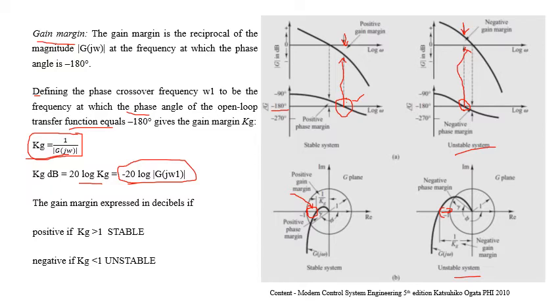So you'll get sustained oscillation, and afterwards when you are somewhere here, that means if your Nyquist plot crosses like this, then you will get oscillations in the system which will not converge, which is shown here in the case of the unstable system. So if the gain margin expressed in decibels is positive, that is Kg is greater than 1, then the system is stable, and if it is negative, that is Kg is less than 1, then it is unstable.